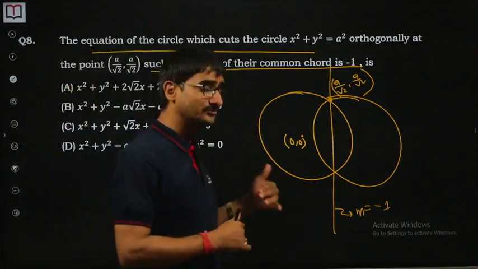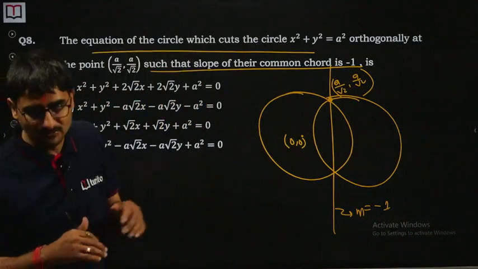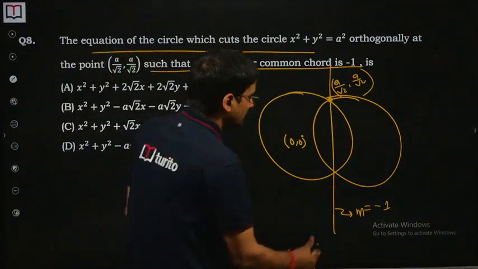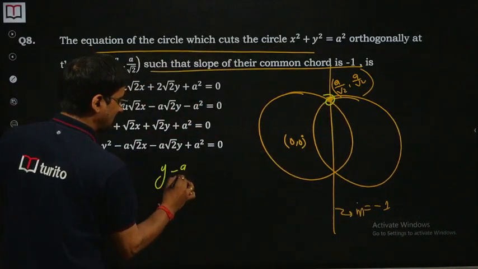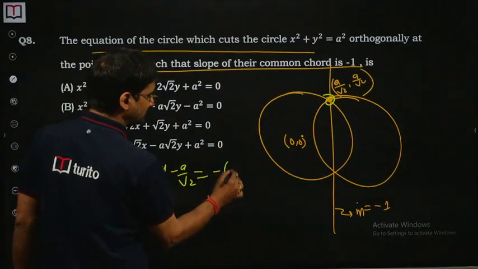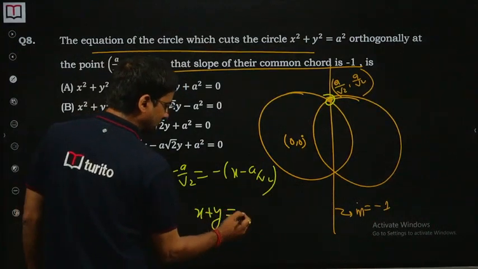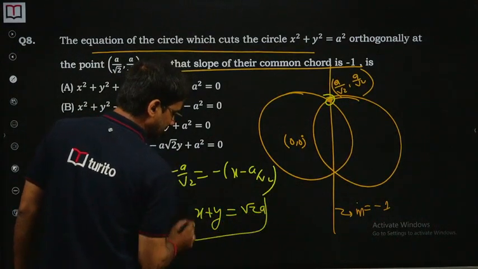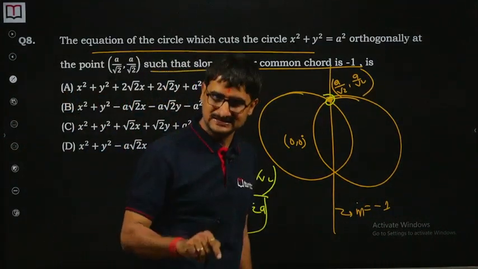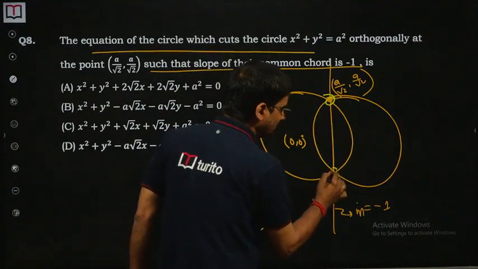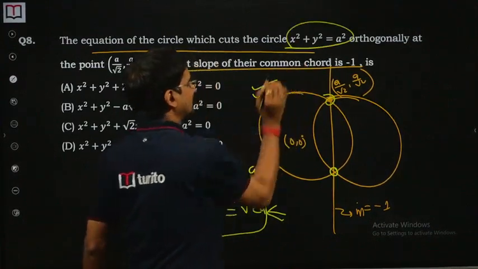When two circles intersect each other, the equation of the common chord is S1 minus S2. I'm not going to use it, but I just told you, because I get the equation simply by point slope form. So y minus a by root 2 is equal to minus 1 times (x minus a by root 2). So it's x plus y is equal to root 2 a, if I'm not wrong. Isn't that so? Now see, I will write the equation of all possible circles that pass through the point of intersection of this line and this circle, and what is it?